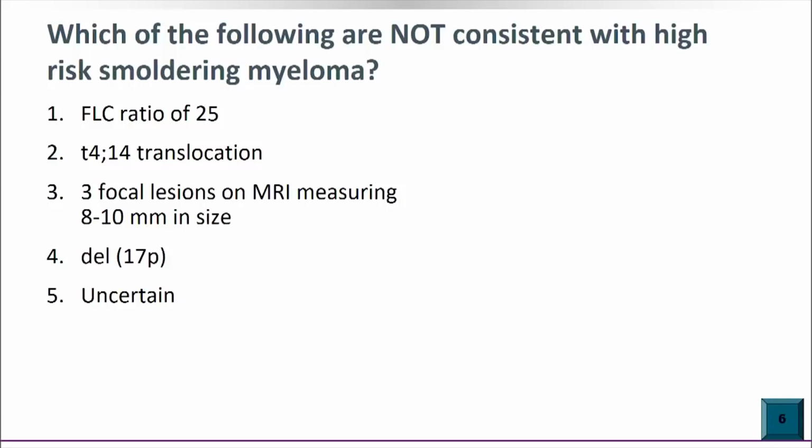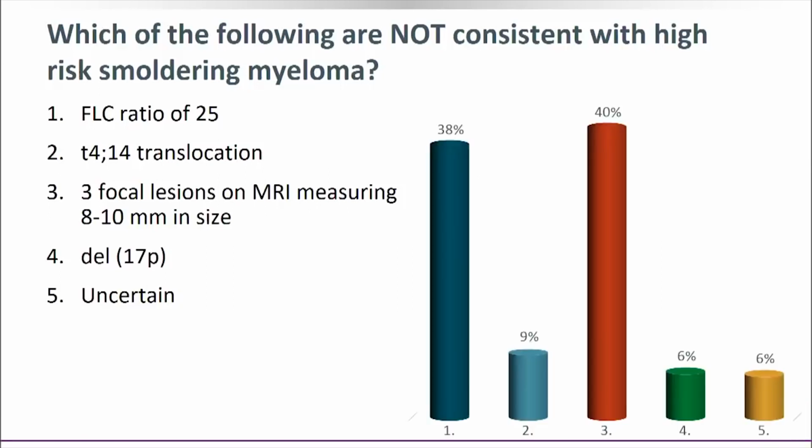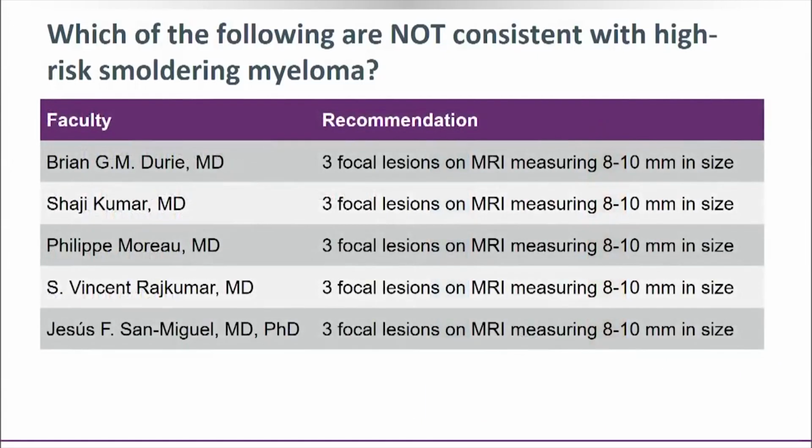Okay. So we have 2 groups that are dominating, 38% for free light chain and then 40% for the 3 focal lesions. So let's see how the faculty voted. Okay, so the correct answer is 3 or more focal lesions on the MRI. 3 focal lesions on MRI means the patient has multiple myeloma, not smoldering multiple myeloma. So we'll talk about that as well.